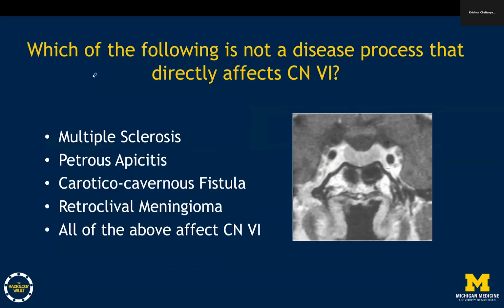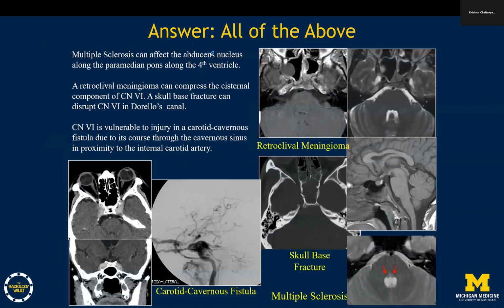Lastly, which of the following is not a disease process that directly affects cranial nerve 6? Here's a list of options. And here's a picture of the cavernous sinus with the various cranial nerves inside of it. The answer is all of the above can affect cranial nerve 6. And I'm going to show you some cases.